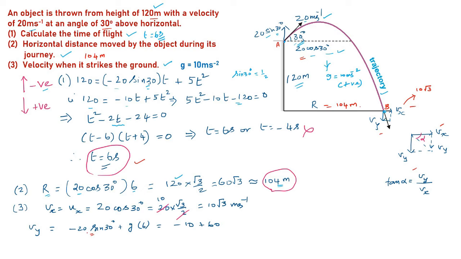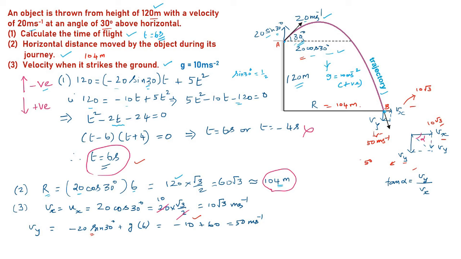Sin 30 is half. Minus 20 into half, minus 10. g is 10, 10 into 6, 60. So this will be 50 plus 50. So Vy, this one, is 50 meter per second. So Vx, Vy. Vx how much? 10 root 3. Vy how much? 50. All in meter per second because they are velocities.